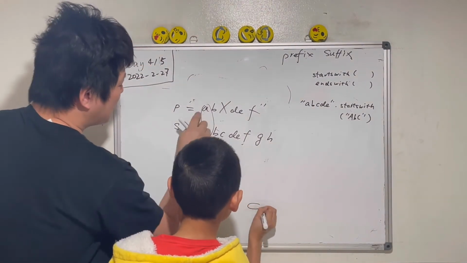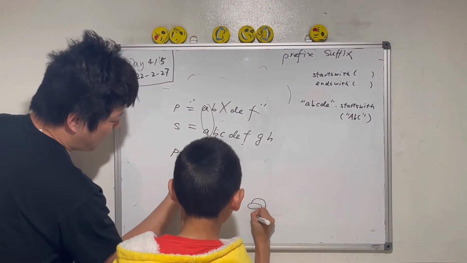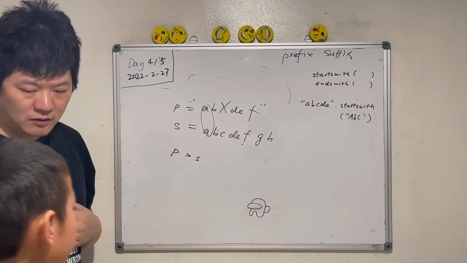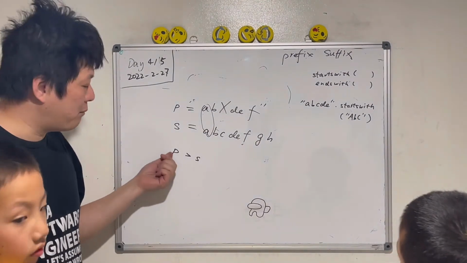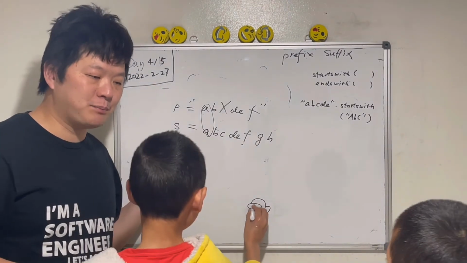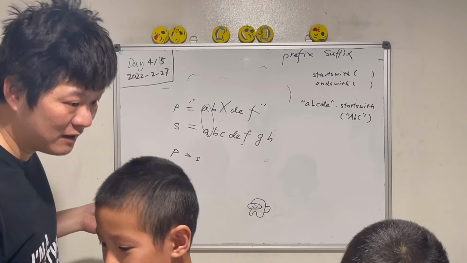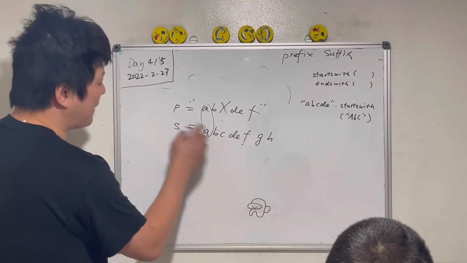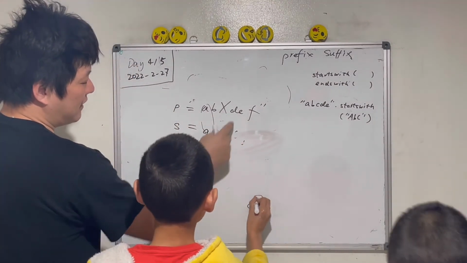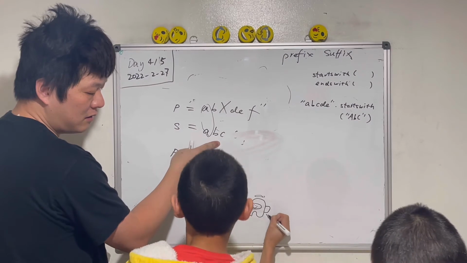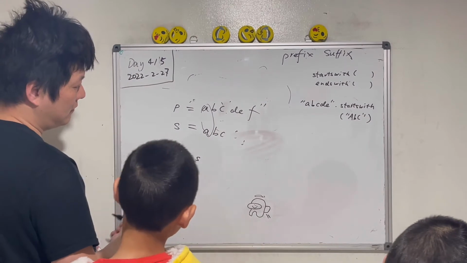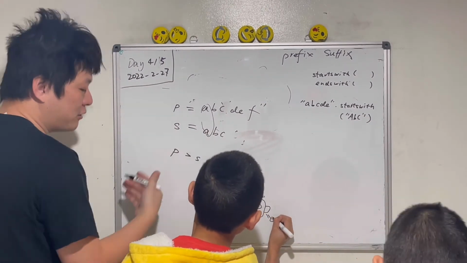And how about if the length of P is bigger than S, what happens? Do we need to compare? No, because it's impossible for P to be a prefix of S if the length of P is bigger than S. Make sense? If I say P is this and S is this, is P a prefix of S? No, because it's bigger. So we don't need to continue to compare, right?